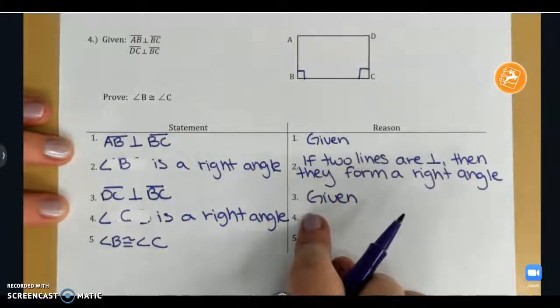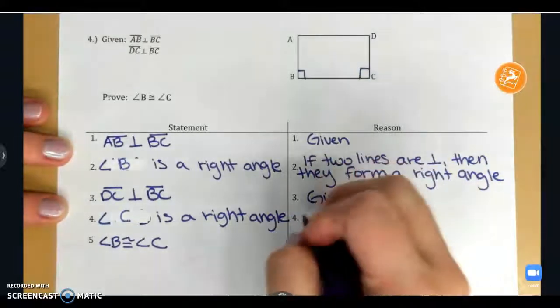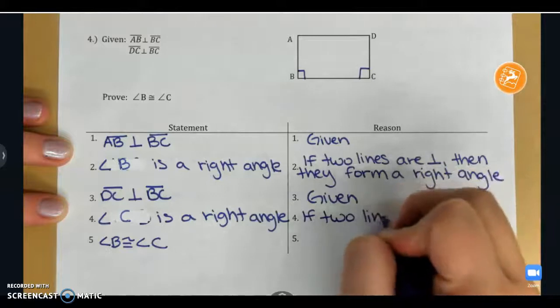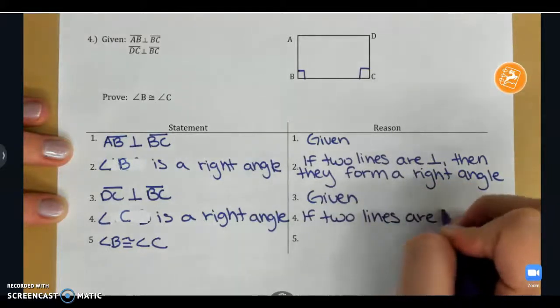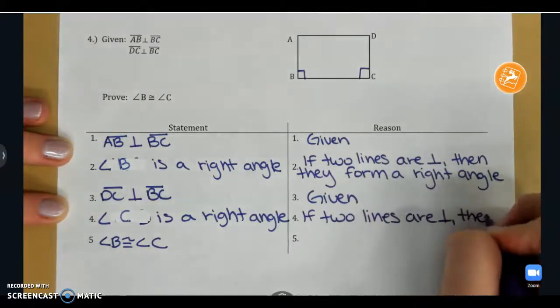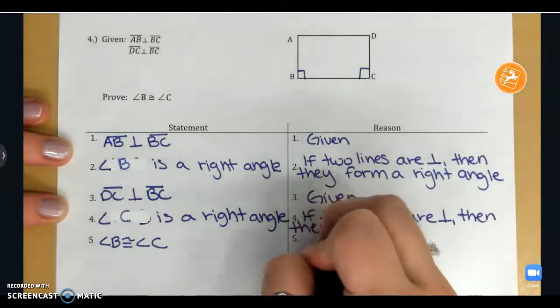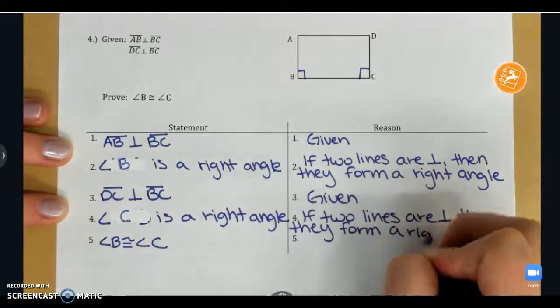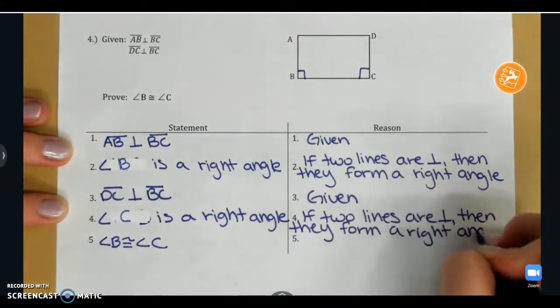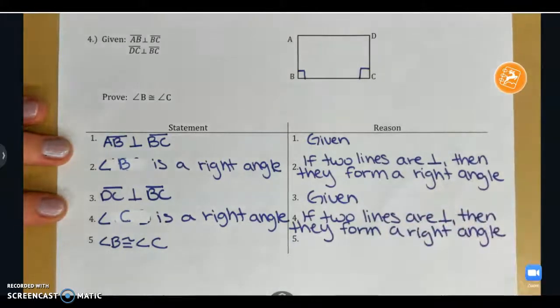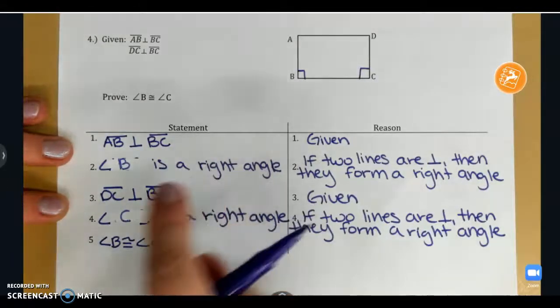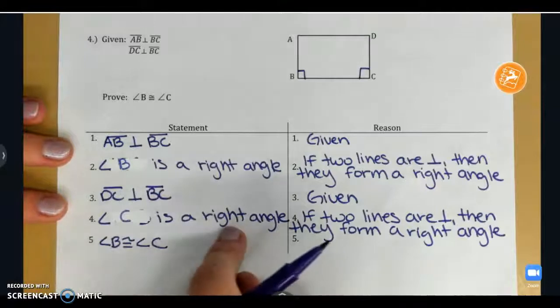And then my reasoning for angle C being a right angle is the same. Again, if two lines are perpendicular, then they form a right angle. Okay, so I used my given to show that B is a right angle. I used my other given to show that angle C is a right angle.